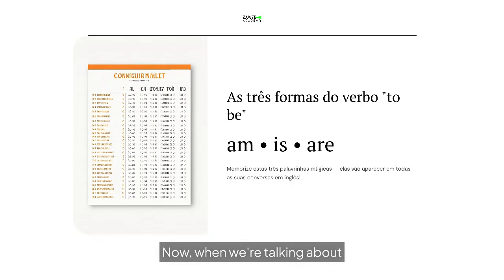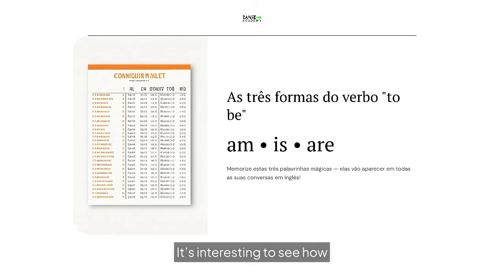Now, when we're talking about groups of people or things, we use are. For example, "They are friends" tells us about a relationship among a group. Here, are helps connect the subject with a broader context, giving us important information about multiple people.